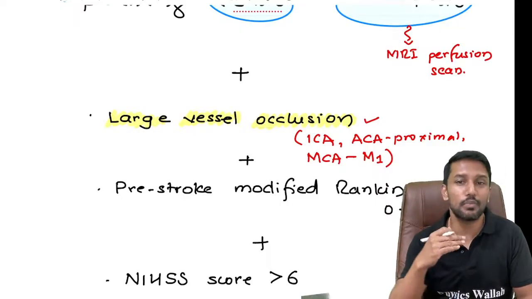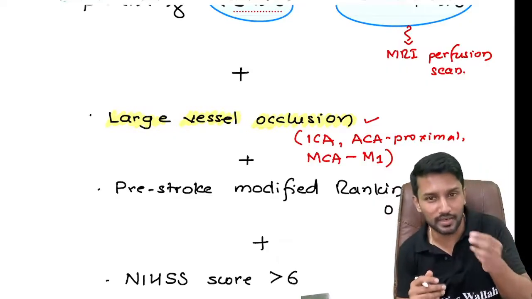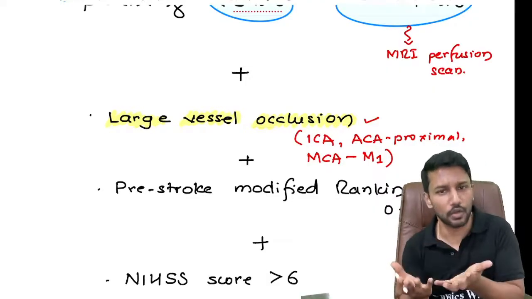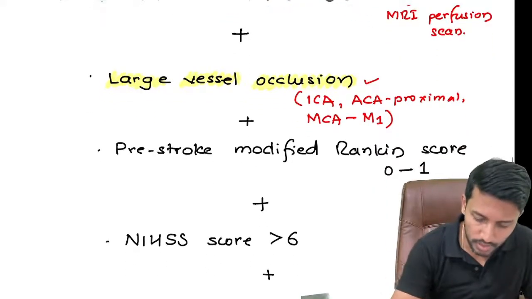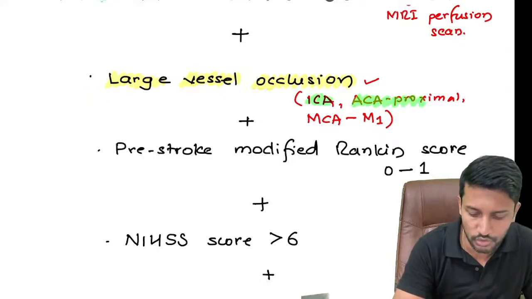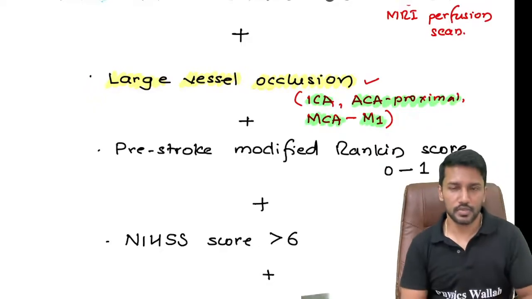If there is a block in the M2 segment of the MCA or the M3 segment or the distal portion of the anterior cerebral artery, our wire today cannot reach. So in such cases, we cannot do it. So these locations will be counted as large blood vessels: the internal carotid artery, the proximal portion of the ACA and the M1 segment of the MCA.